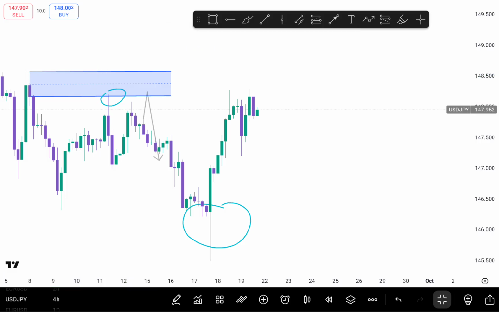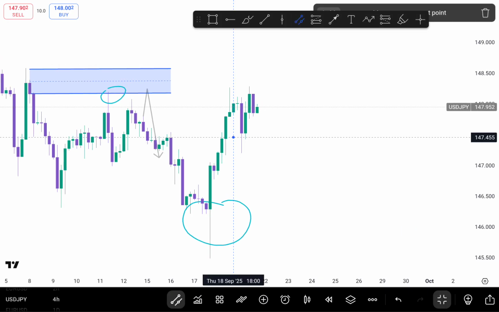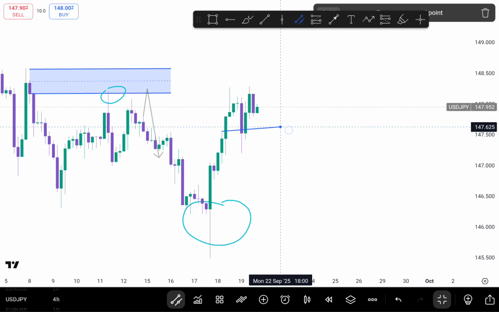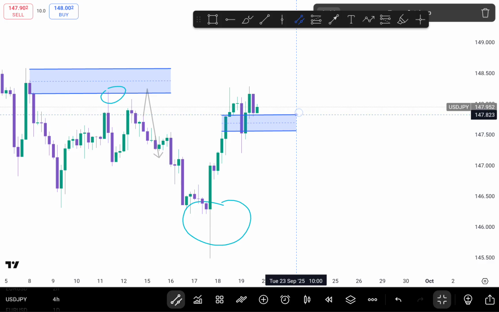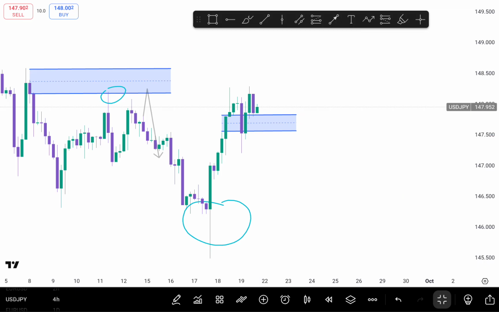So we'll be looking to get involved from this fair value gap. We're looking to get involved from this fair value gap to the upside. So that's that for this week.